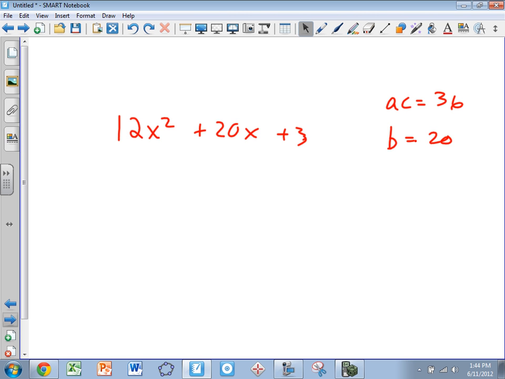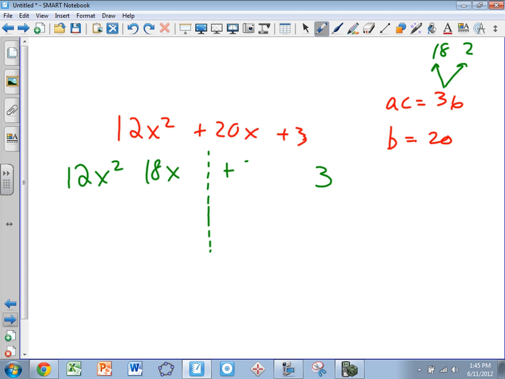Now what do I do, John, down the middle? I'm not at a T-chart yet. You guys are jumping the gun. First, what am I going to write? The middle has to be broken up, right? What numbers multiply to 36 and add up to 20? Come on, people. 18 and 2. Thank you. Break this into 18 times 2. Doesn't that add up to 20 also? Yes. So make this 18x, make this 2x. Don't forget your signs, because if this were a negative 2x, it's very important that that's a negative there.